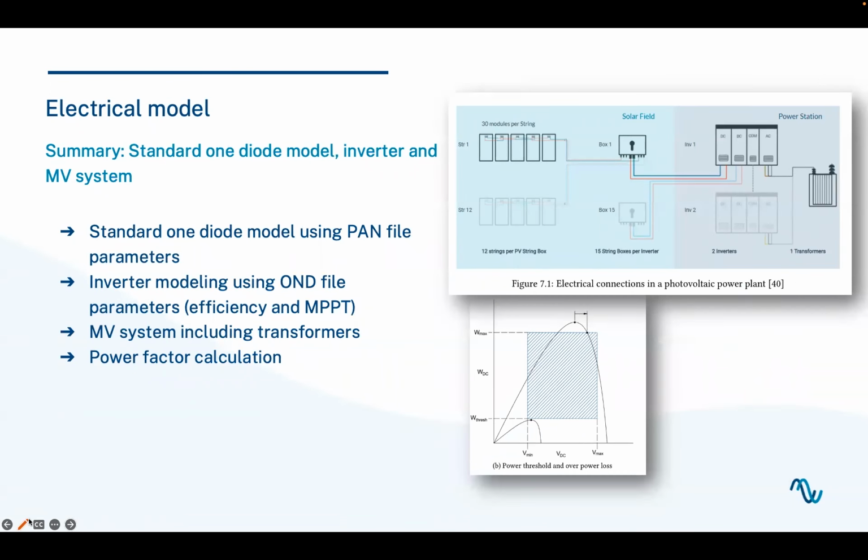In terms of the electrical model, we use the parameters from the PAN file and the OND file for the standard one-diode model and the inverter model, respectively. We also have the MV system and transmission modeling included, and we also include the power factor calculations in the system as well. Power factor is considered both in sizing the system and in how it affects the energy yield.